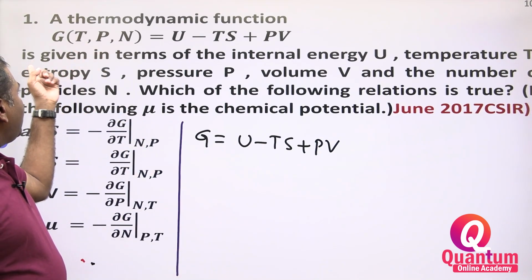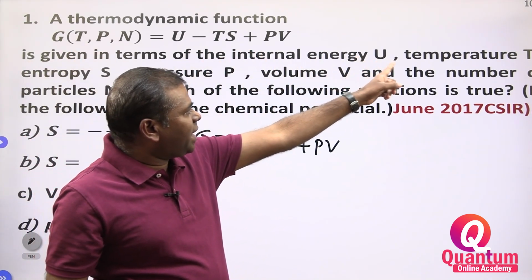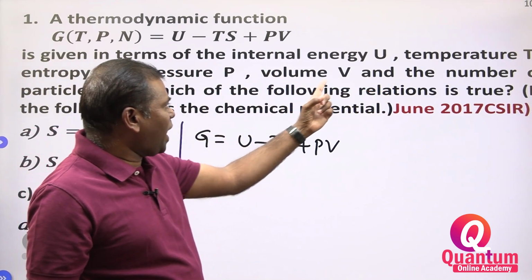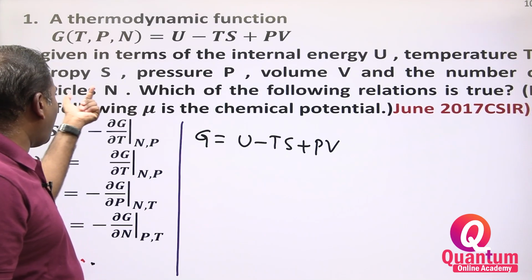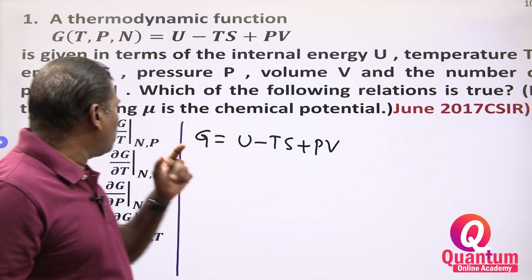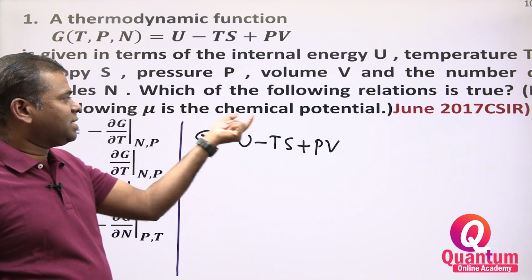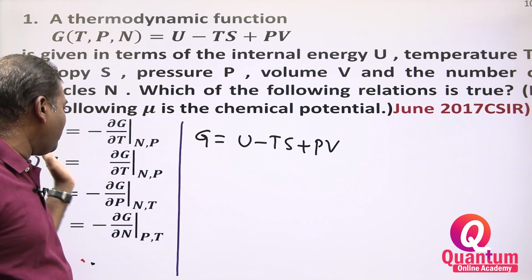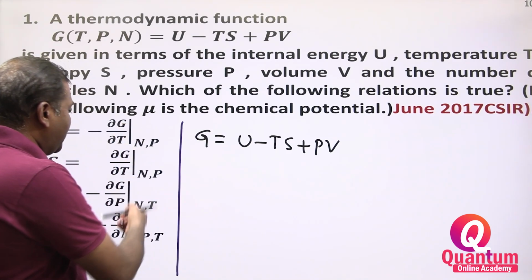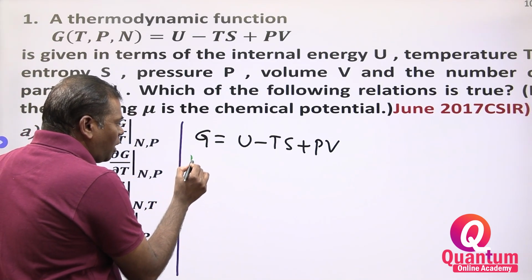It is given in terms of the internal energy U, temperature T, entropy S, pressure P, volume V, and the number of particles N. Which of the following relations is true? In the following, mu is the chemical potential. Already I gave that mu is the chemical potential. How do we identify this option? First you have to solve.